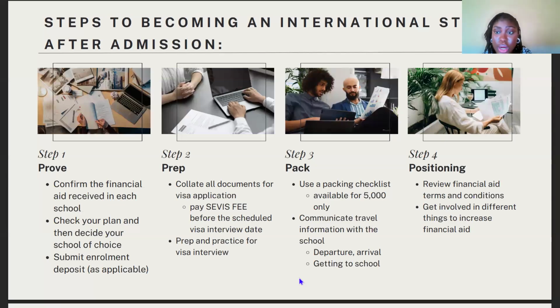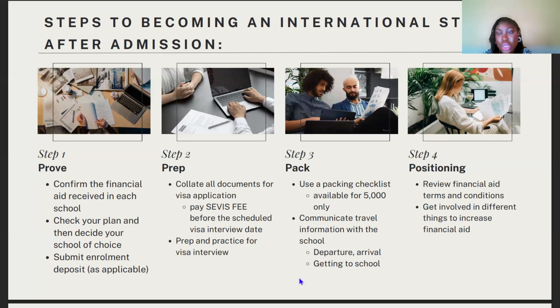Now, step 4. Step 4 is positioning. You need to review the financial aid terms and conditions. Some of the financial aid terms and conditions are renewable. So you get a $20,000 scholarship. They tell you it's renewable for your 4 years, provided you maintain a certain GPA. So that means you don't have to apply again so far as you maintain that GPA. While some will tell you that you have to apply every single year. So if that's something you're not interested in doing, that could also be a reason why you don't choose the school.